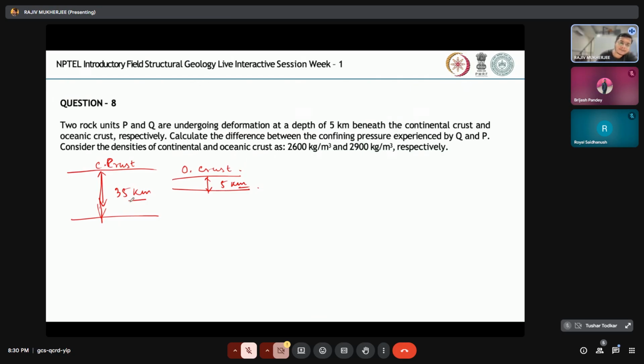So you have two vital pieces of information. The thickness of the continental crust is 35 kilometers and the thickness of the oceanic crust is nearly about 5 kilometers, right?